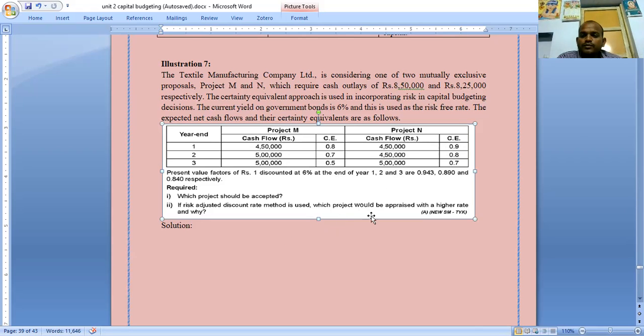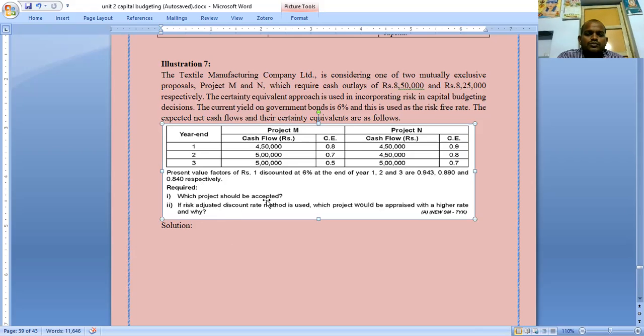Only 90% we have to consider in the first year. So present value factor of 1 discounted at 6% at the end of 1, 2 and 3 respectively. So at 6% present value of interest factors. So required.